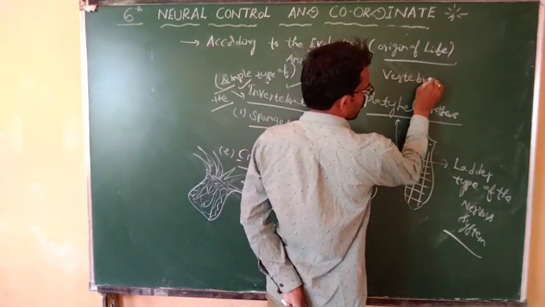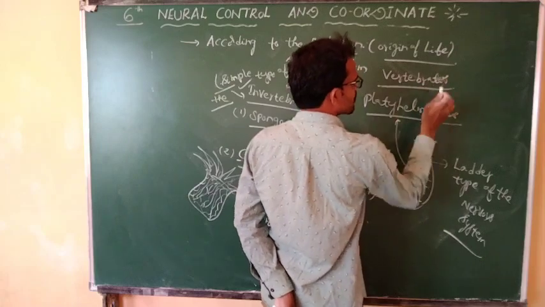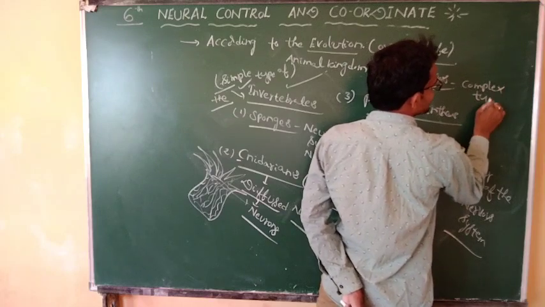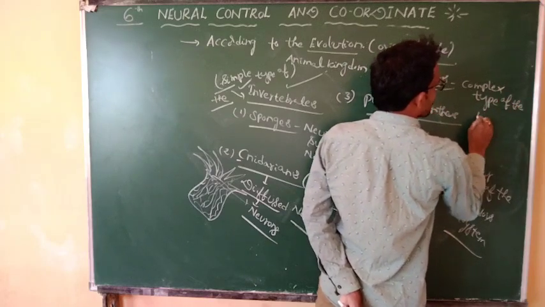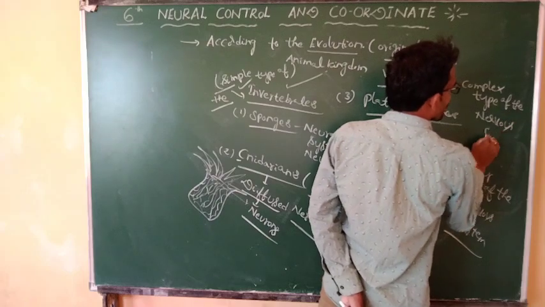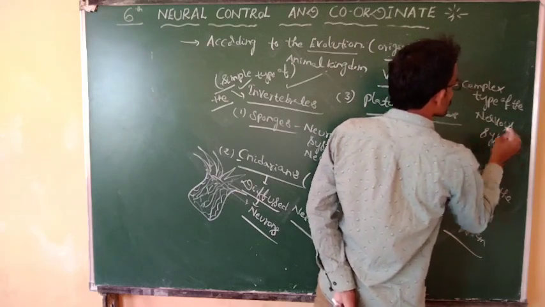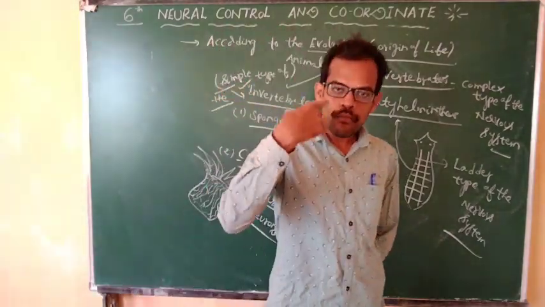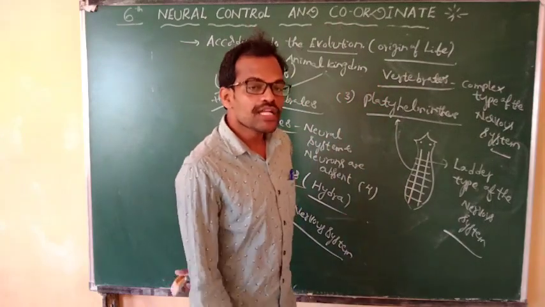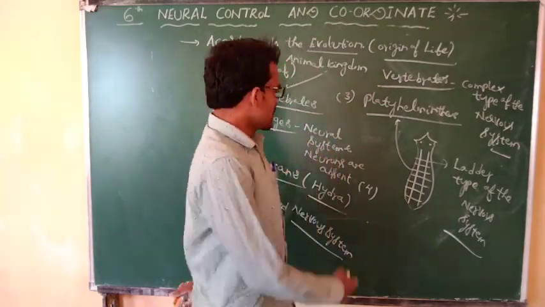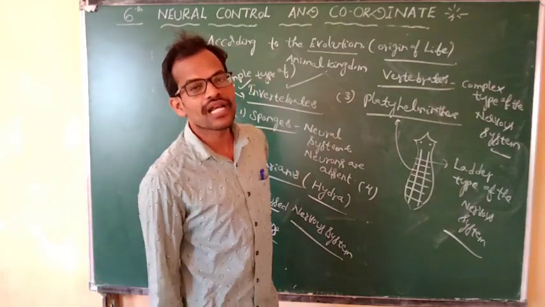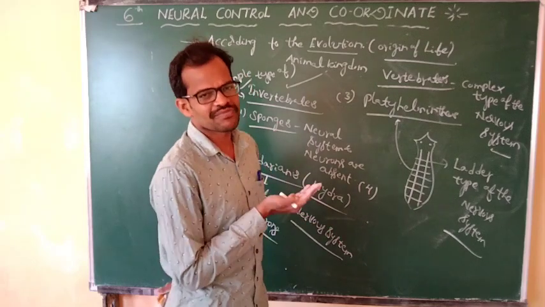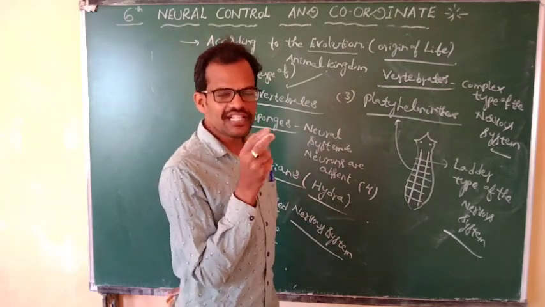Vertebrates have a complex type of nervous system. The simple type is present in invertebrates, but the complex type is based on the complexity of the body and on the physiological activities. In invertebrates the physiological activities are very few, so the neural and endocrine systems also exist in a simple manner.